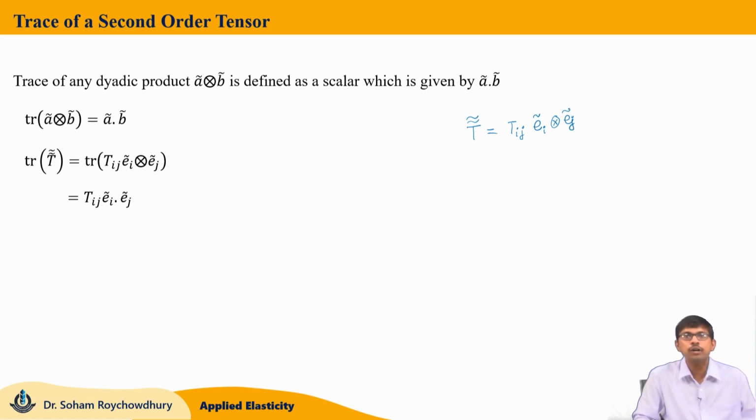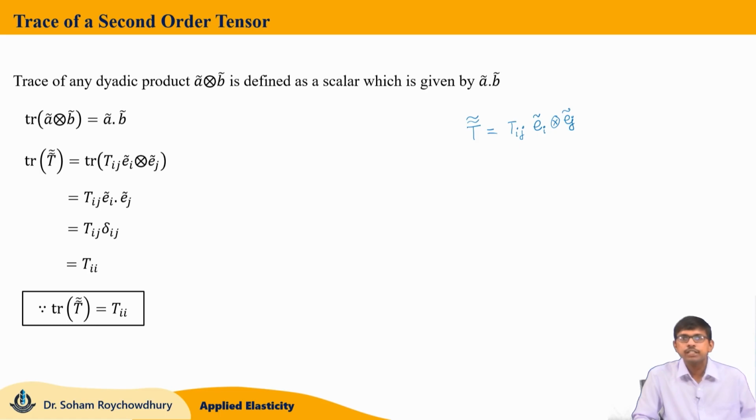So, e_i dot e_j, the dot product of two unit vectors, is basically the Kronecker delta, delta_ij. So, T_ij into delta_ij, and by using the properties of Kronecker delta, this is nothing but T_ii. So, the trace of any second order tensor T is equal to T_ii, that is basically the summation of all the diagonal terms of this second order tensor T.